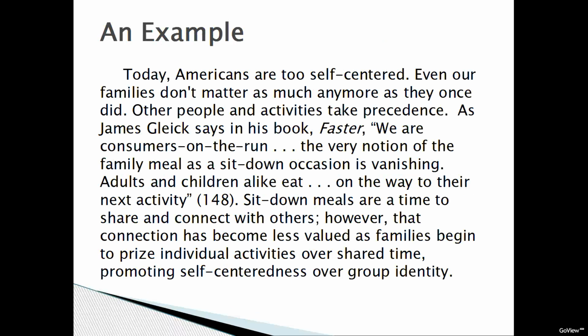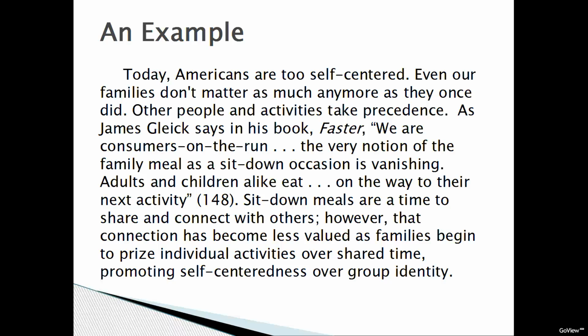Here's an example. This is a paragraph that does a pretty good job of having a clear topic sentence, introducing the outside information, incorporating it into the paragraph, and then interpreting it for the reader. Now, the topic sentence states the main point of the paragraph very clearly. The claim is, today Americans are too self-centered. Even our families don't matter as much anymore as they once did. Other people and activities take precedence.